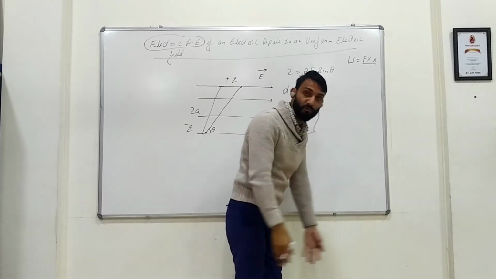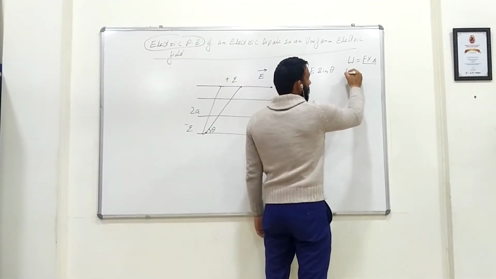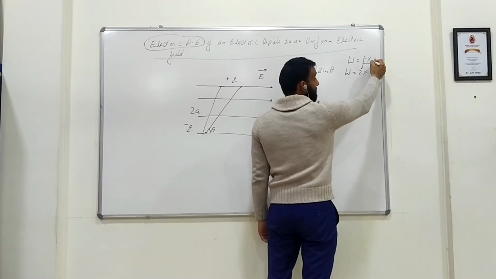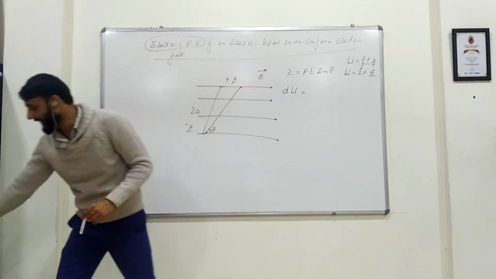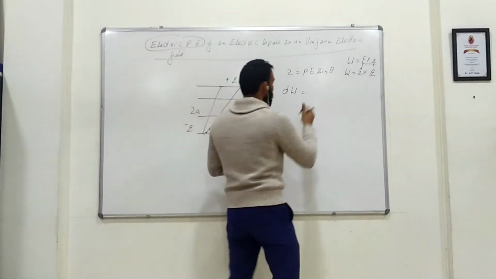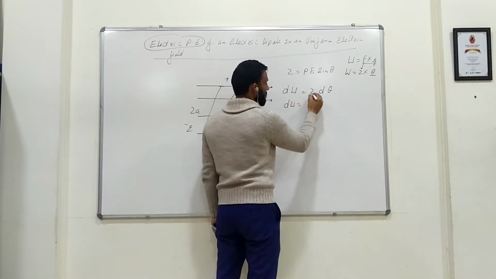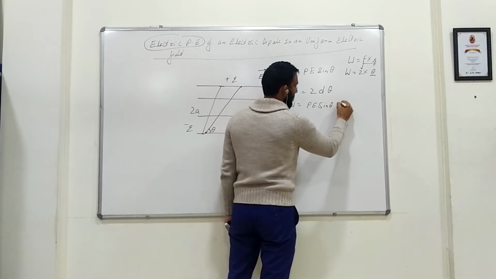So this is for linear motion. Right now the motion is angular. So work done is equal to tau, in place of force torque will come, and in place of displacement angular displacement will come, which is theta, right? So dW is equal to tau d theta. So dW is equal to p E sin theta d theta.